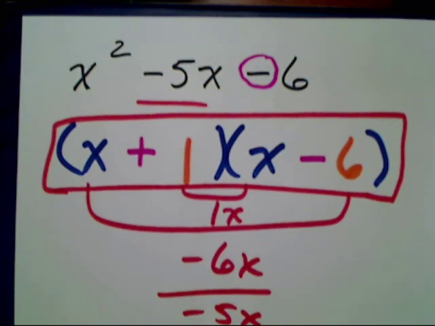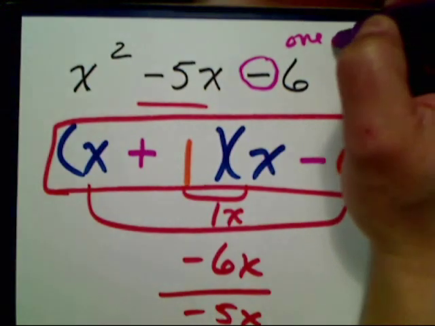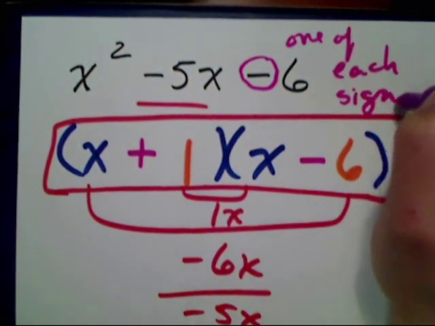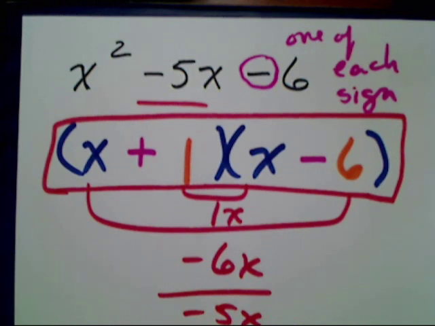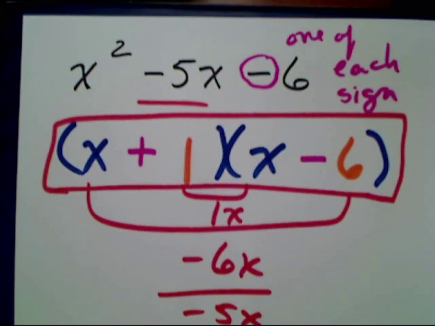So because this was a minus up here, I knew I needed one of each sign. Because it was negative here, my bigger number needed to be negative. And then I was really subtracting. It was a 6 minus 1 to get me a 5. The 6 being larger, it stayed a negative 5. Be careful with your signs.